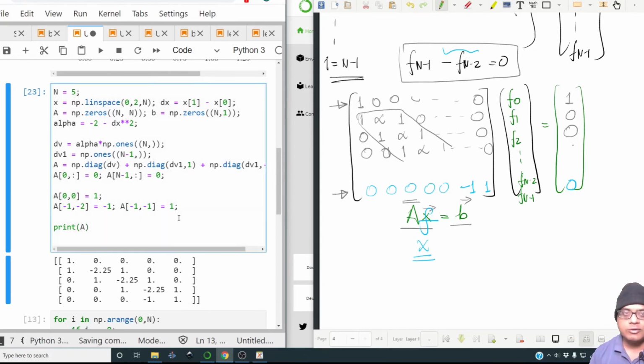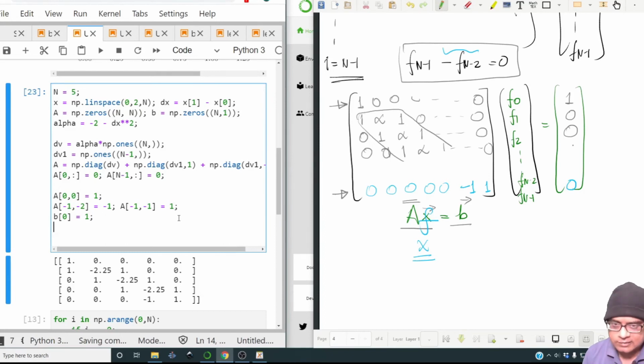So now I must also set the B matrix. So B[0] is simply going to be 1. That's it. So now we do have the system of equations Ax equal to B, and it's just a matter of solving it. So how do you solve it?